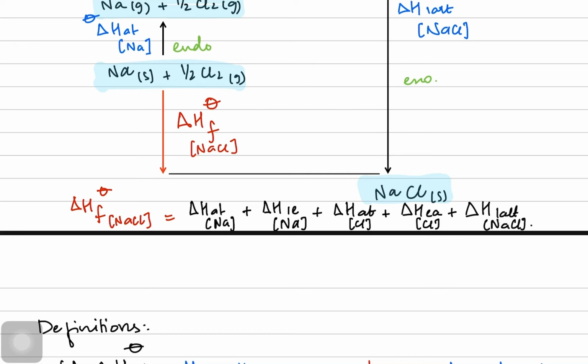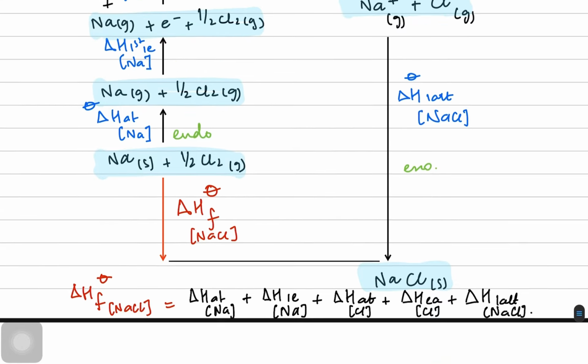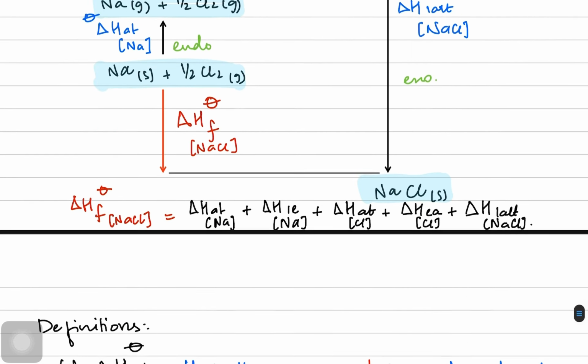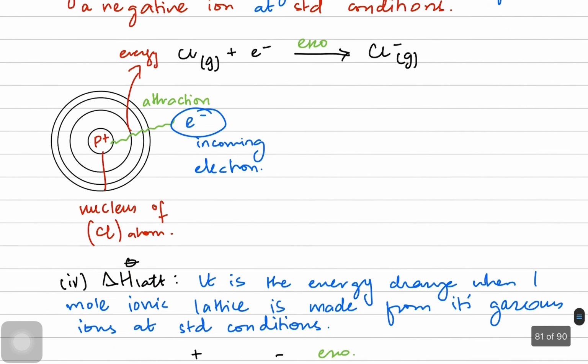which is sodium chloride. So in today's video, we have talked about the idea of the Born-Haber cycle. We did the example of sodium chloride, and we did some important definitions over here.